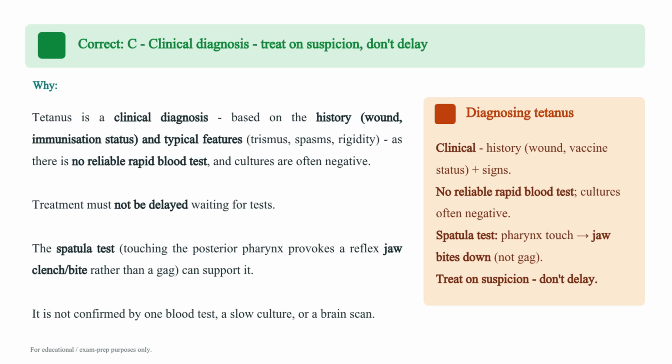The answer is C. Diagnosis is clinical, so treat on suspicion and don't delay. Tetanus is diagnosed clinically from the history of a wound and immunization status, plus the typical features of trismus, spasms, and rigidity. Because there is no reliable rapid blood test and cultures are often negative, treatment must not be delayed waiting for tests. The spatula test, touching the posterior pharynx, provokes a reflex jaw clench rather than a gag, and can support the diagnosis. It is not confirmed by one blood test, a slow culture, or a brain scan.